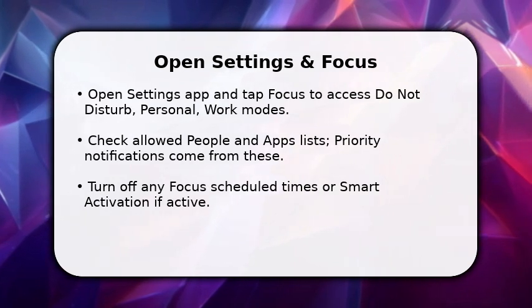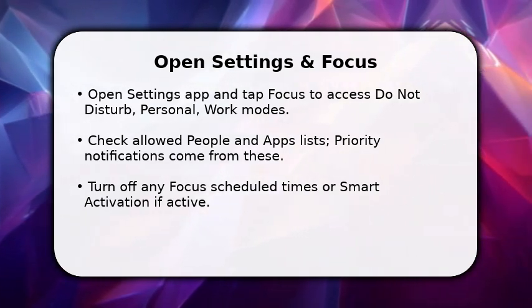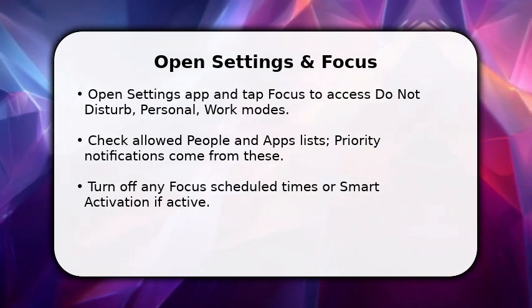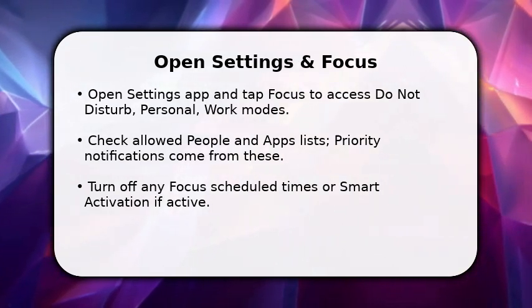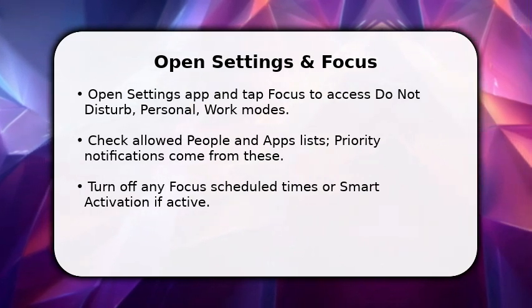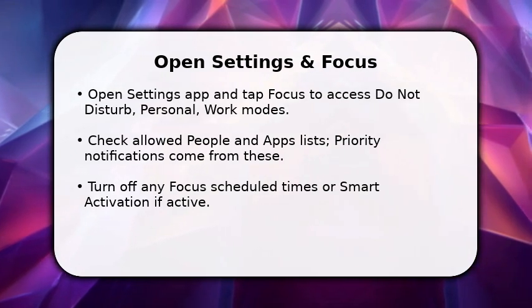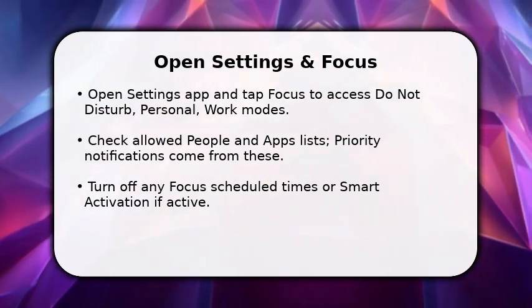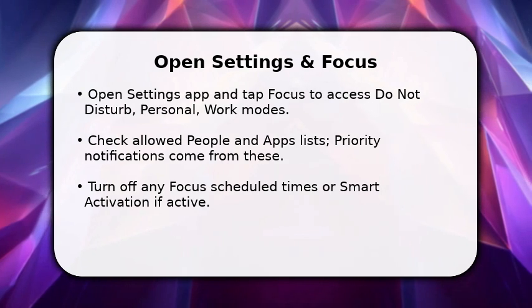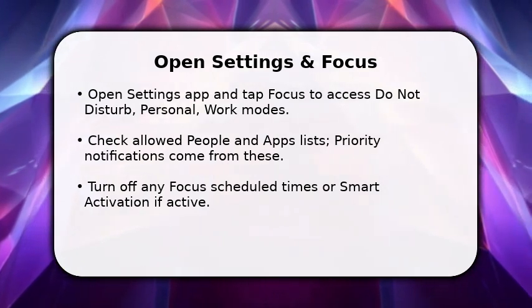Once there, remove contacts or apps that you no longer want marked as priority so they stop bypassing silence. Make sure to also disable scheduled times and smart activation. This prevents Focus from auto-enabling and reintroducing priority behavior. These first actions stop new priority entries from taking effect immediately.